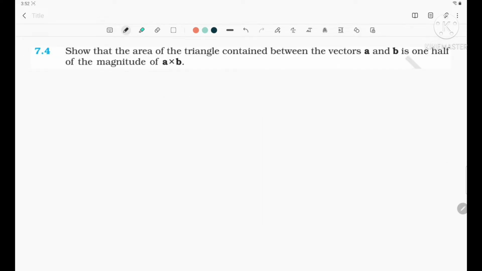The fourth question, 7.4: show that the area of the triangle contained between the vectors a and b is 1/2 of the magnitude of a cross b. So two things we must consider here. We have to prove that the area of the triangle and half the magnitude of a cross b are equal. So we have two things, LHS and RHS.